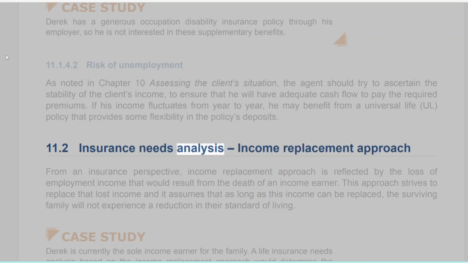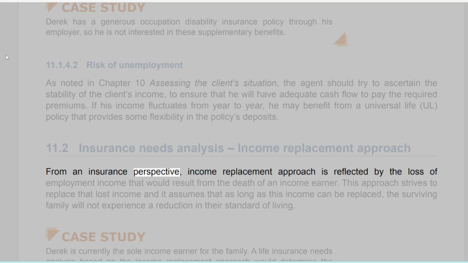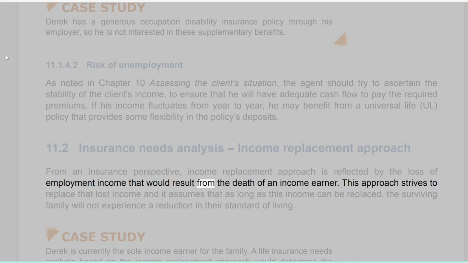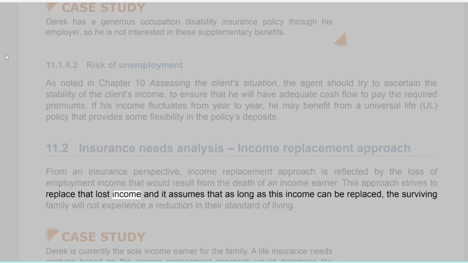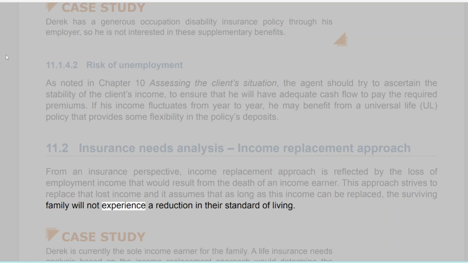11.2 Insurance Needs Analysis, Income Replacement Approach. From an insurance perspective, the income replacement approach is reflected by the loss of employment income that would result from the death of an income earner. This approach strives to replace that lost income, and it assumes that as long as this income can be replaced, the surviving family will not experience a reduction in their standard of living.